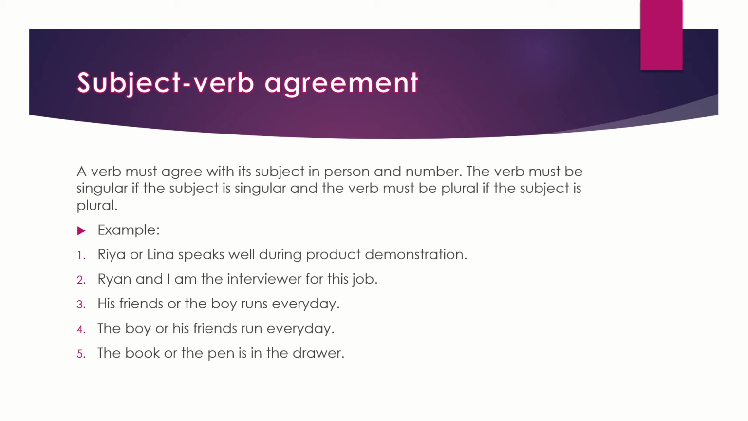Ria or Lina speaks well during product demonstration. So here we have two subjects, Ria or Lina, and we are choosing the verb according to the second subject, that is Lina. The next one is Ryan and I am the interviewer for this job. So the second subject is I, so we have chosen the verb according to the second subject, that is I am the interviewer for this job.